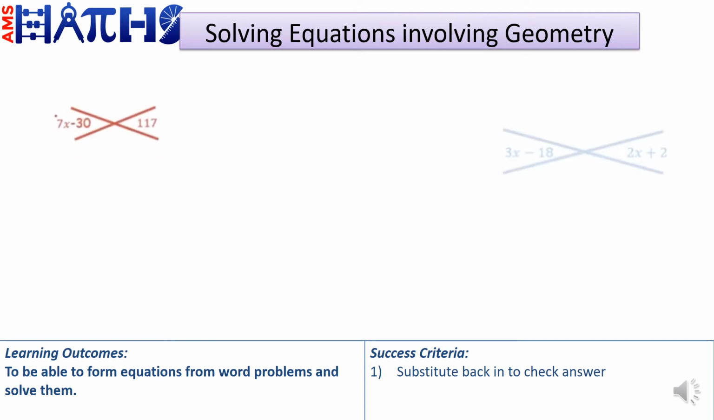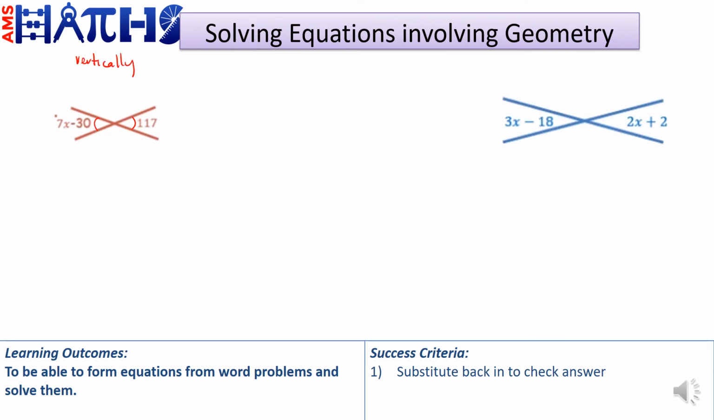Alright, so more geometry problems. We have vertically opposite angles now. So where we have straight lines intersecting, the opposite angles are equal, and they're called vertically opposite angles. You can make a note. And vertically opposite angles are equal. Okay, so it therefore means that this angle here and this angle here, they're equal to each other.